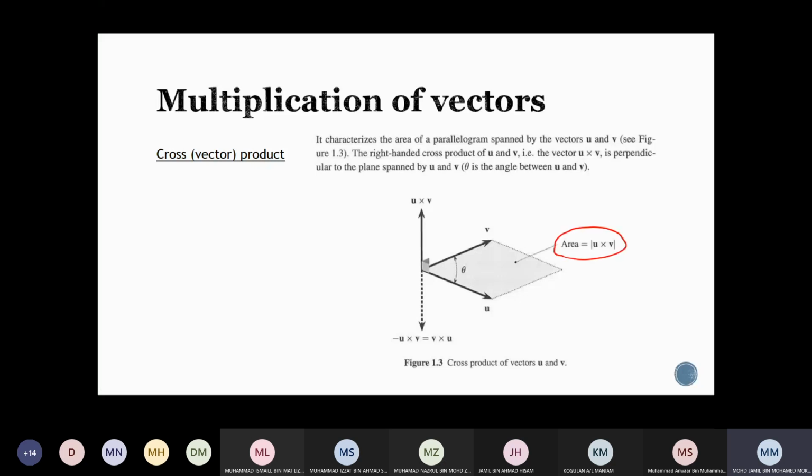Konsep ni kena faham lah keluar exam. Cari area of parallelogram for two vectors u and v, for example. So the area equals the magnitude of the cross product. Okay. So area of this square or the rectangle here, quadrilateral here, segi empat ni, is the magnitude of the cross product.